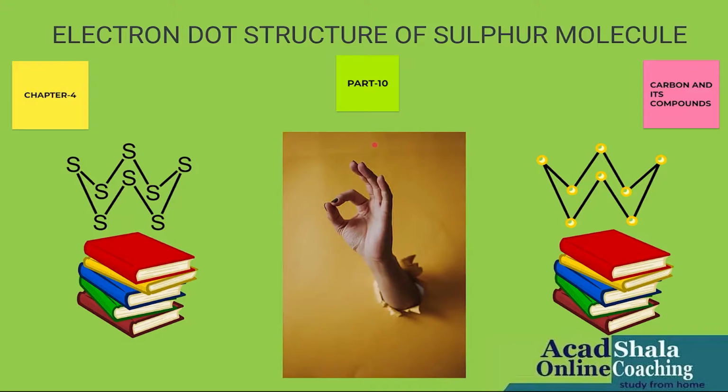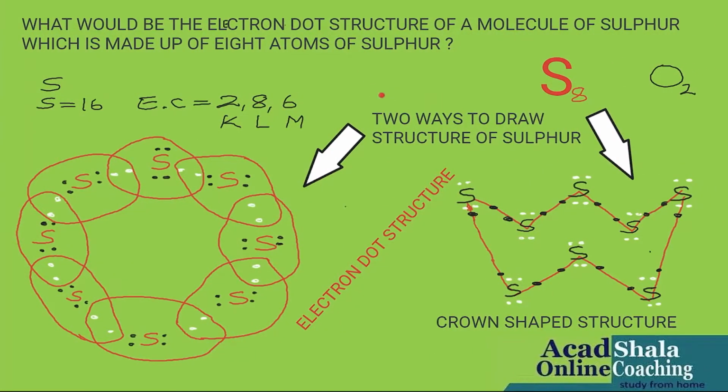Students, this topic is really very important and it is usually asked in the exams. So whenever the electron dot structure of any molecule comes, you will proceed with the steps as we are going to do in today's question. The question says, what would be the electron dot structure of a molecule of sulfur which is made up of 8 atoms of sulfur?